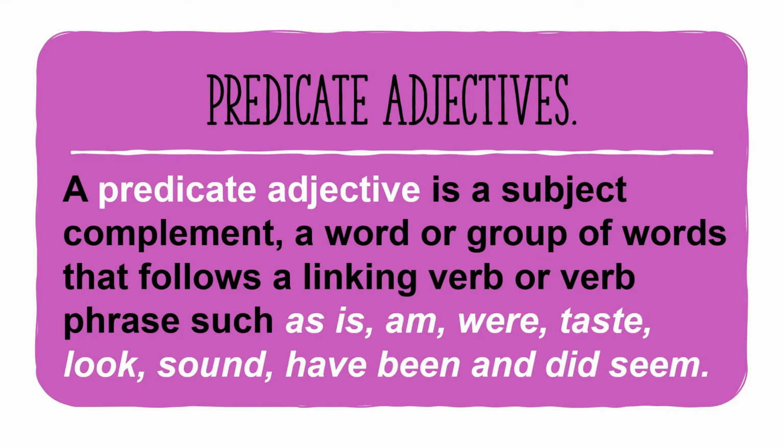The third one is the predicate adjective. When we say predicate adjective, it is a subject complement, a word or group of words that follows a linking verb or verb phrase, such as is, am, are, taste, look, sound, have been, and did seem.